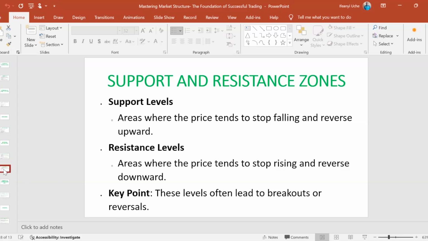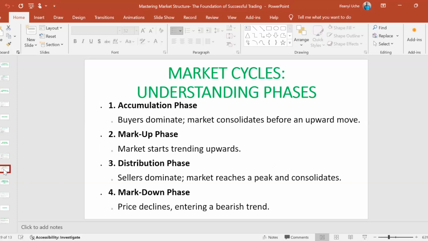Now let's talk about market cycles. Here you need to understand the phases in the market. So you have the accumulation phase where the buyers dominate. In an accumulation phase, markets will first consolidate before an upward move. In fact, when that happens, there's been a decline. Price has been falling for a long time. And then after a while, there's stagnation, which is where that consolidation happens.